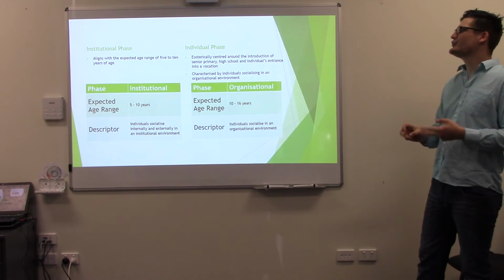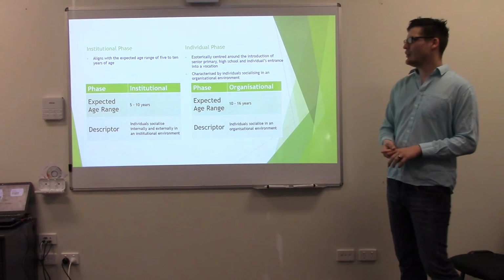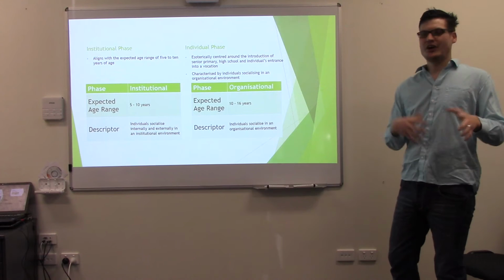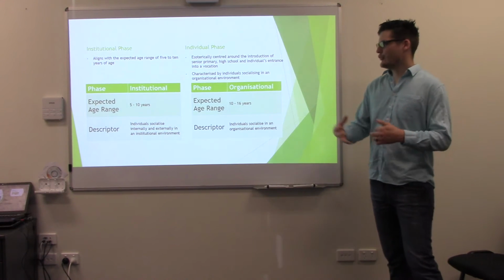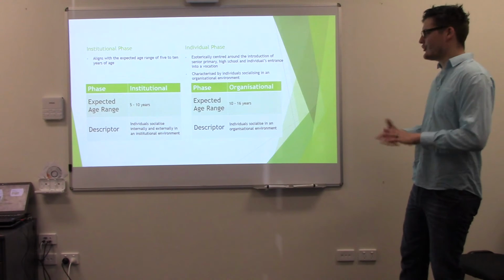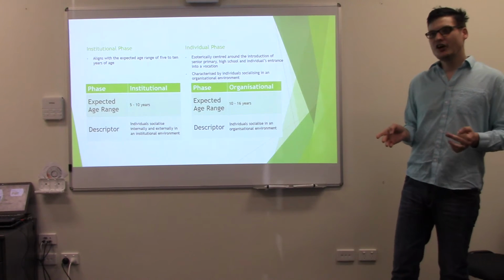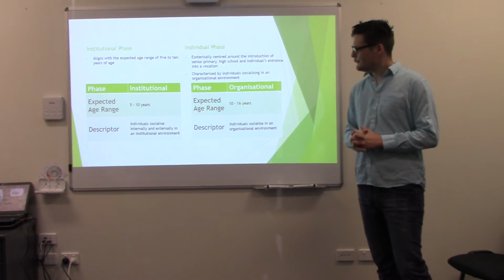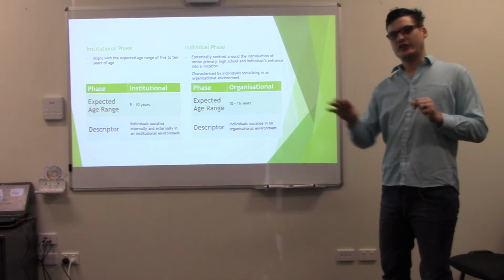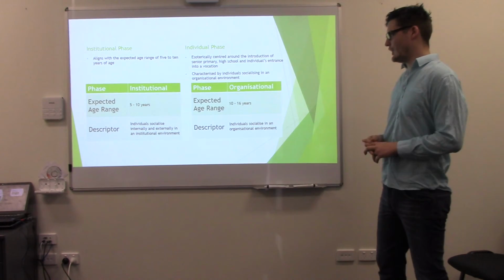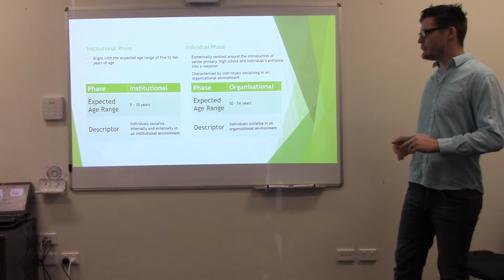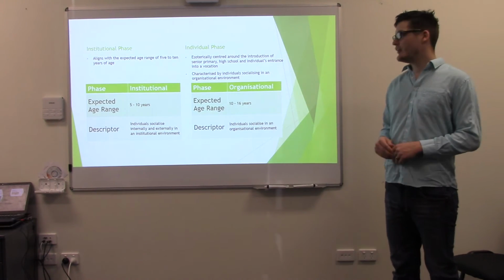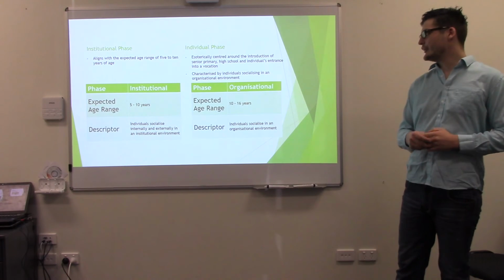The next 2 phases are our institutional, and I made stuff up here, that's supposed to be organisational. Institutional and organisational phase. So the institutional phase aligns with the expected age range of 5 to 10. And we see them socialising internally and externally in an institutional environment. So basically that's saying they learn to interact with their peers in the classroom, outside the classroom. They learn to interact with family and friends outside of school and people in authority.